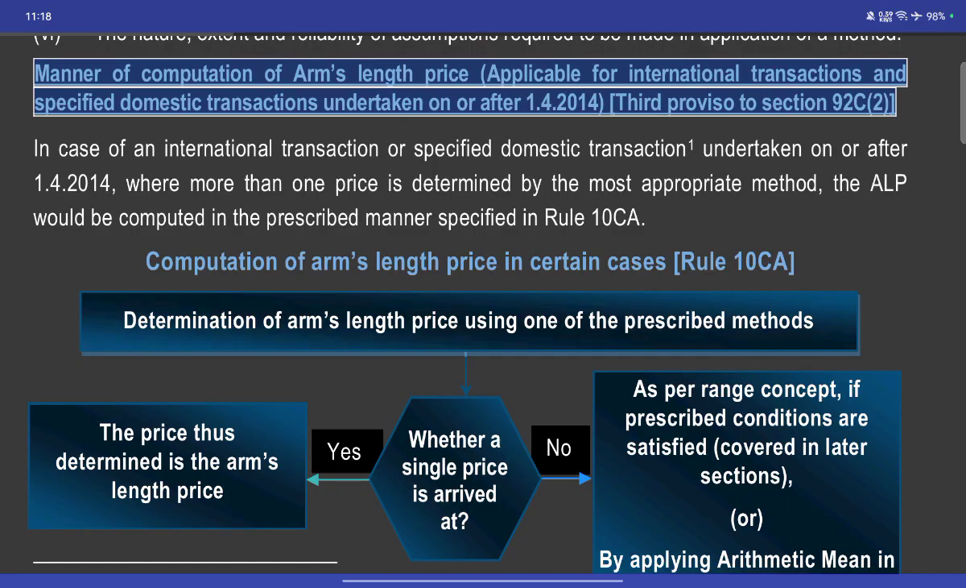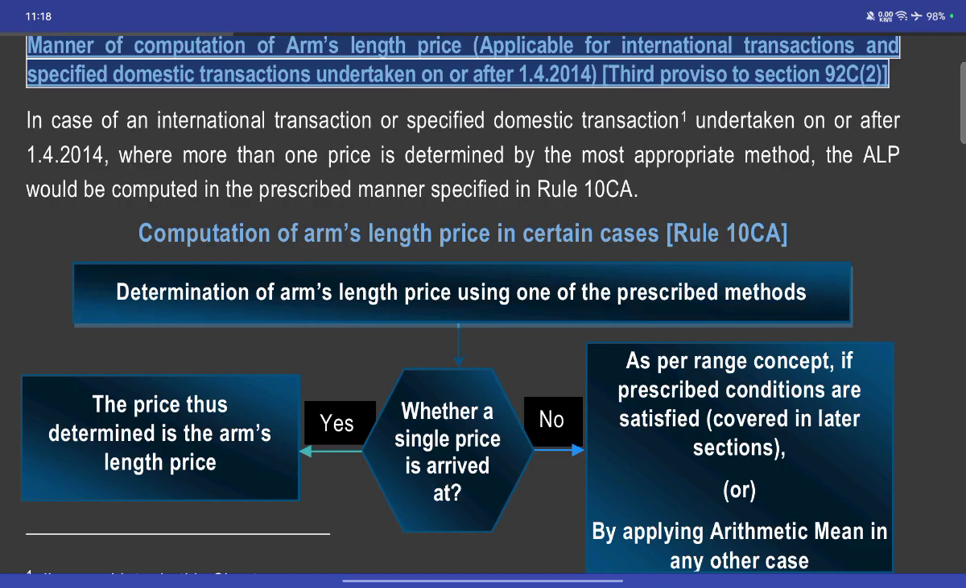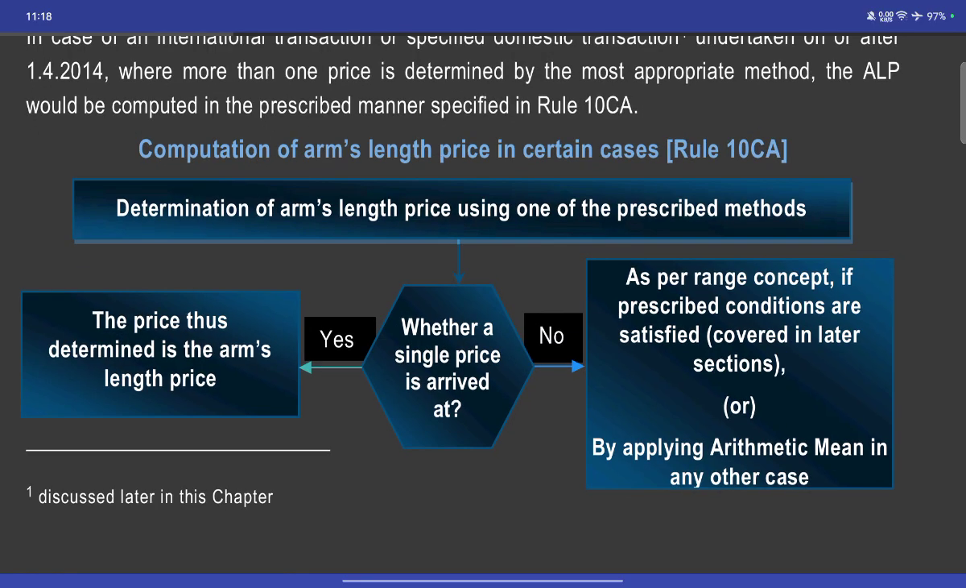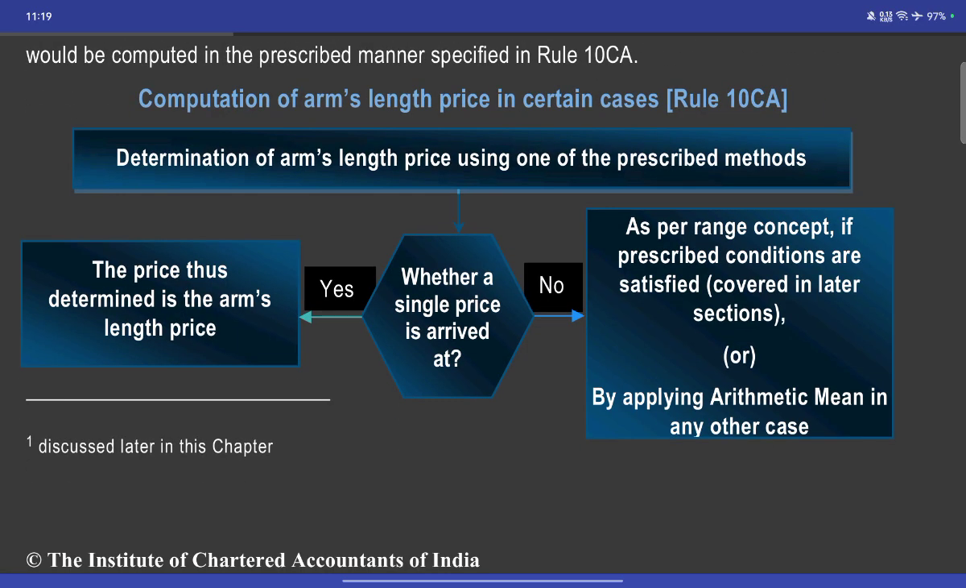In the case of an international transaction or specific domestic transaction undertaken after 1st April 2014, where more than one price is determined by the most appropriate method, the arm's length price can be computed in the manner prescribed in Rule 10CA. Computation of arm's length price under Rule 10CA. Determination of the arm's length price using one of the prescribed methods gives a price determining the arm's length price.